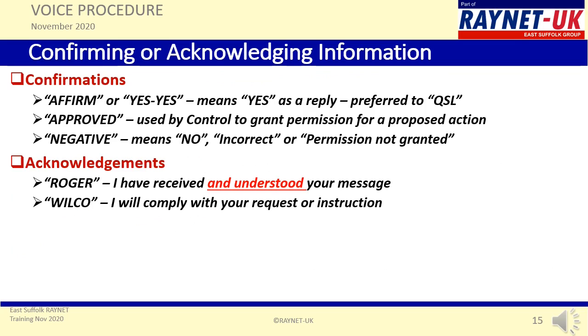We confirm receipt of transmissions by saying affirm or yes, yes as a reply rather than QSL. Approved is used by control to grant permission for a proposed action. Negative means no, incorrect, or permission not granted, depending on context. We can acknowledge information with Roger, which means I have received and understood your message, and Wilco, which means I will comply with your request or instruction.